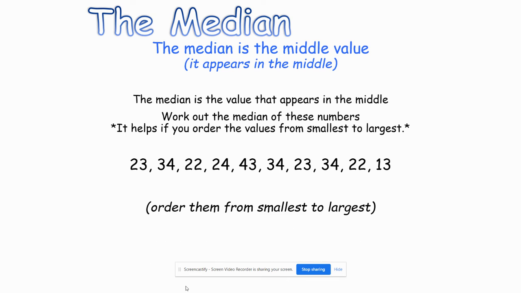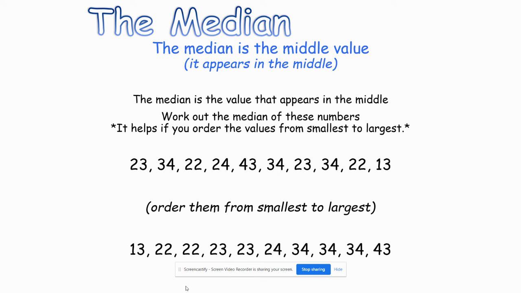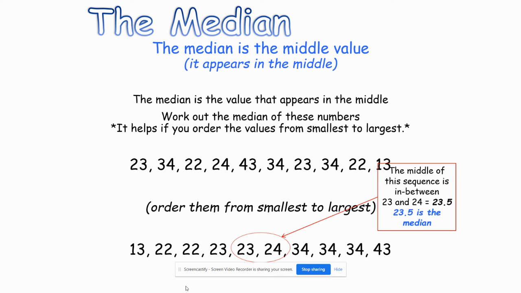So if we look at another one, smallest to largest, and we go all the way along and we find, oh dear, between 23 and 24. What's between that? We can use decimals. So halfway between 23 and 24 would give us 23.5.